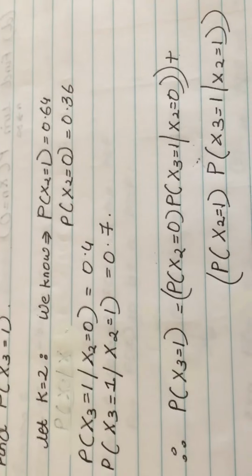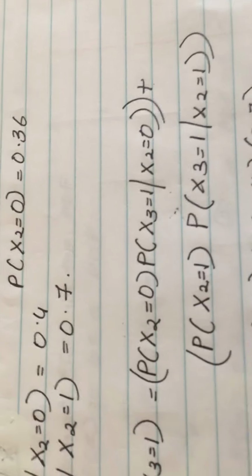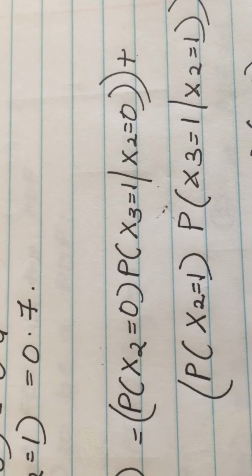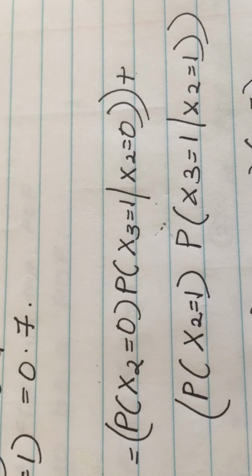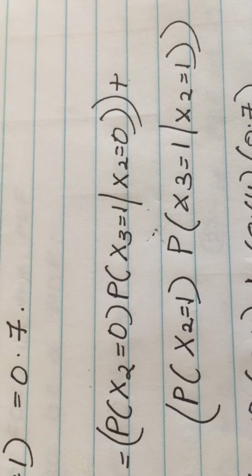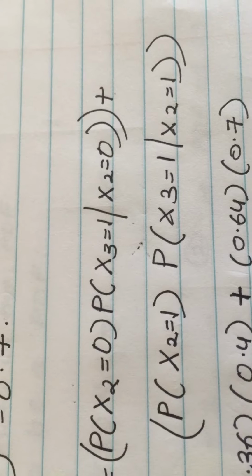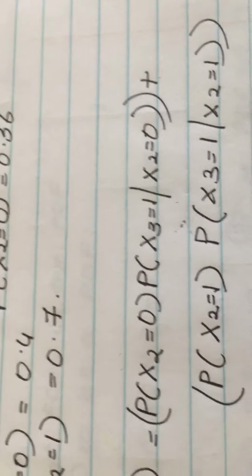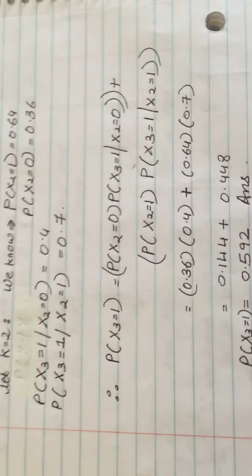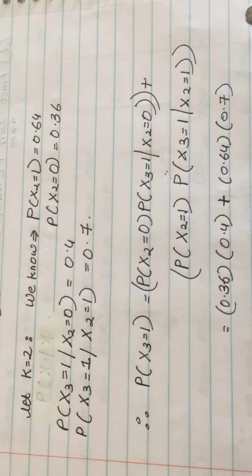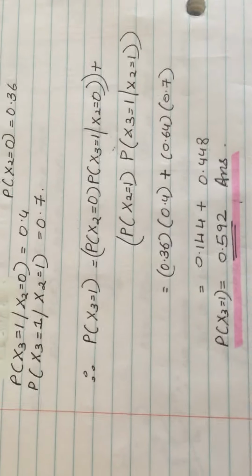Again, using the formula of total probability, probability that x3 is equal to 1 is equal to probability x2 equal to 0 into probability given that input is equal to 0, output is equal to 1, plus probability x2 equal to 1 into probability given that input is equal to 1, output is equal to 1. When you put these values in here, 0.36 into 0.4 plus 0.64 into 0.7, you will get 0.592. So that is the second part.